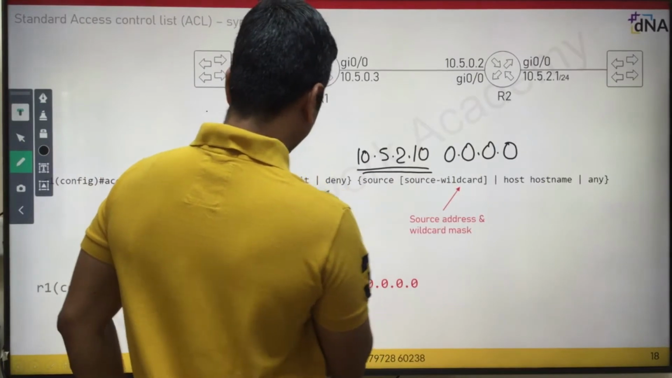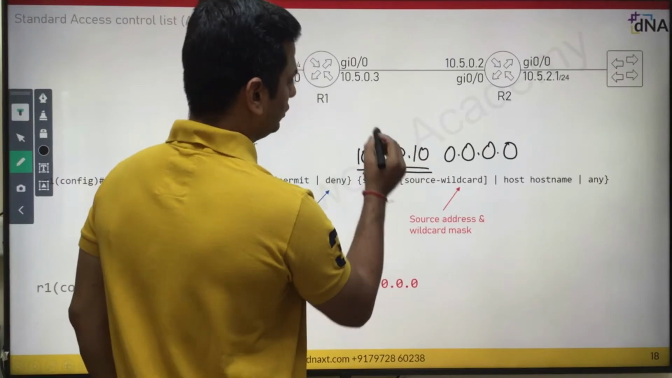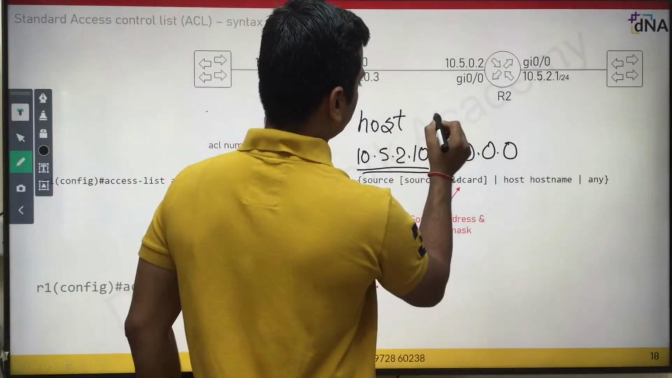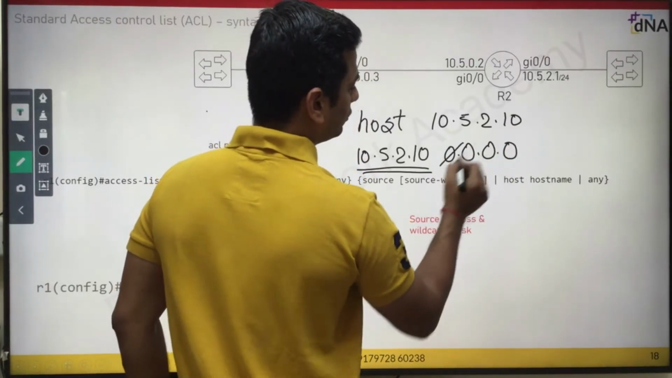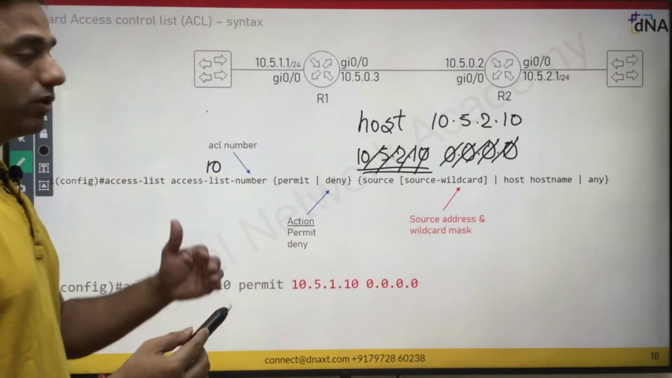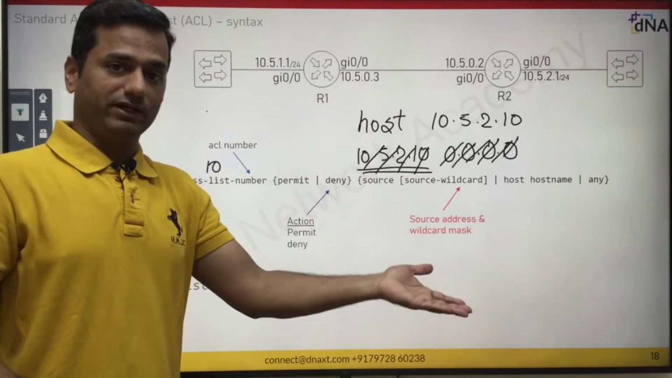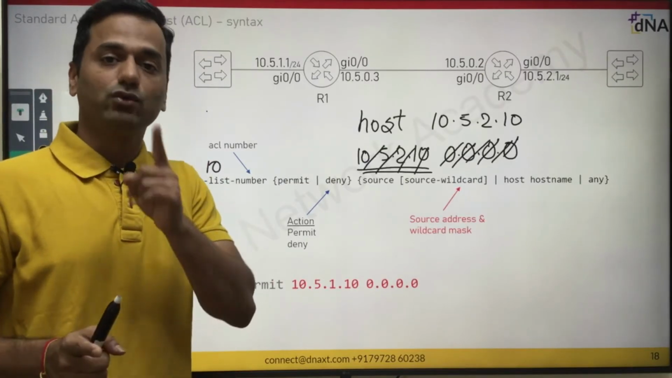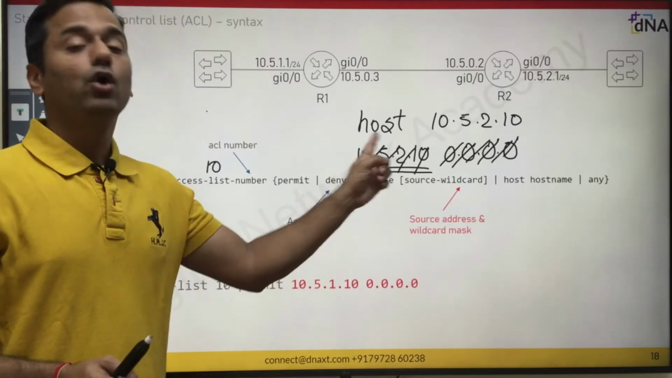Better way: after the permit or deny action, instead of the IP address, you just mention the additional keyword host, and after host you mention the IP address 10.5.2.10. Now in this case you don't require the wildcard mask. Why? Because you already used the host keyword. Whatever IP address you mention after the host keyword is your single IP address. If you want to allow the subnet, definitely you have to go for wildcard. If you want to allow a single host, you have to go with the host keyword.